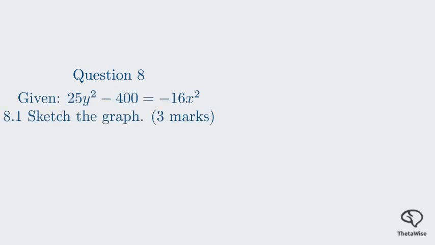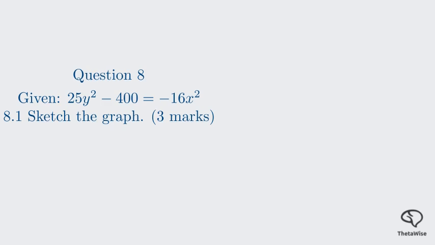We've arrived at our final problem, question 8. Let's tackle it. The question is, given the equation 25y squared minus 400 equals 16x squared. In part 8.1, we are asked to sketch the graph. Again, we have both an x squared and a y squared term. Let's rearrange the equation to see what shape it is.